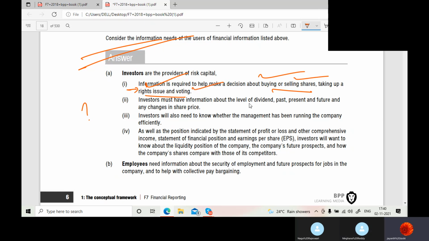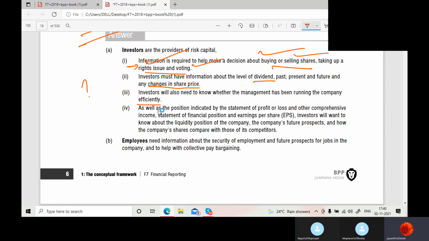Investors must have information about the level of dividends, like how much dividend they are going to get, past dividends, what they've got, present, future, and any changes in share price. Investors will also need to know whether the management has been running the company efficiently, as well as the position indicated by the statement of P&L and other comprehensive income. So they want to know about the SOPL, SOFP, EPS, the liquidity position of the company, and future prospects.